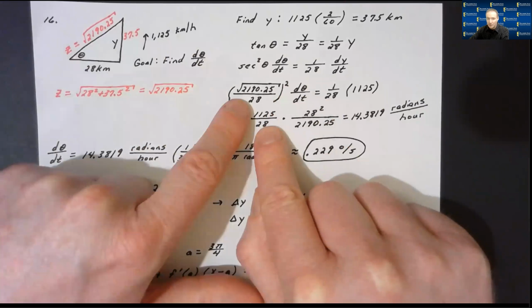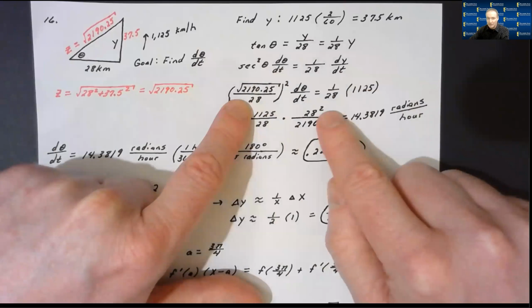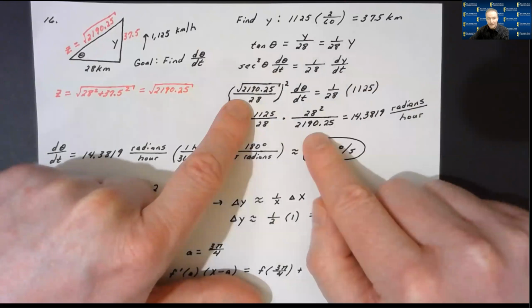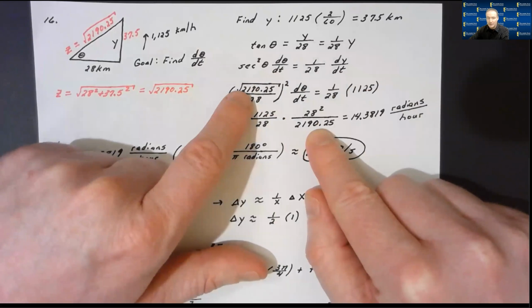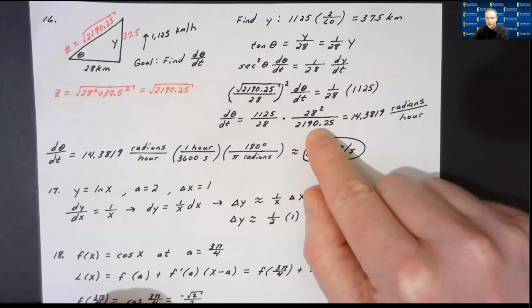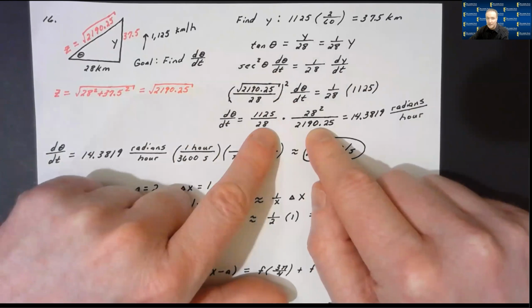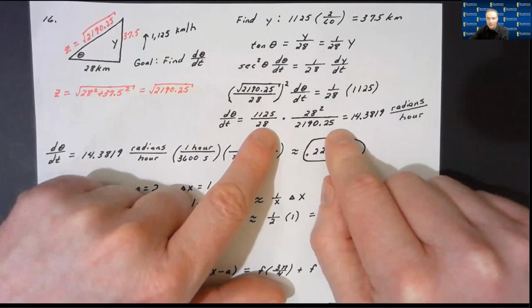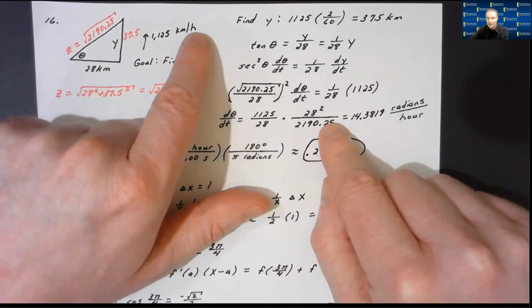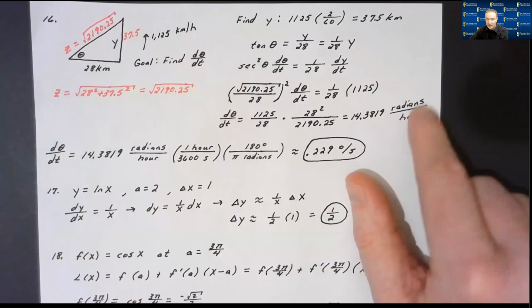And then I just said, well, in order to get rid of this, I'd multiply by its reciprocal on both sides. That's why you see a 28 squared in the numerator here, and the 2190.25 without the square root in the denominator, because the square got rid of the square root. So then I entered that into my calculator, and I knew that my units would be in radians per hour. Whenever you're solving for an angle in any problem, it's always going to be in radians. And we know that the unit of measure of time in this problem was in hours. So we get 14.3819 radians per hour.